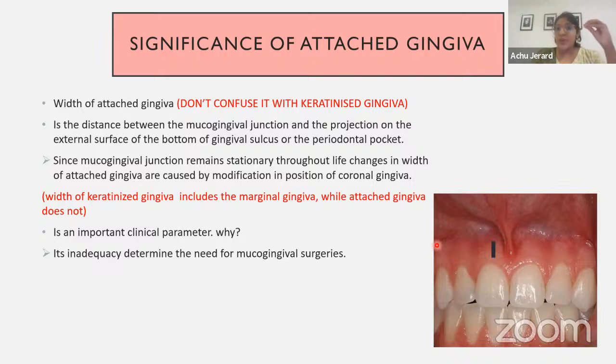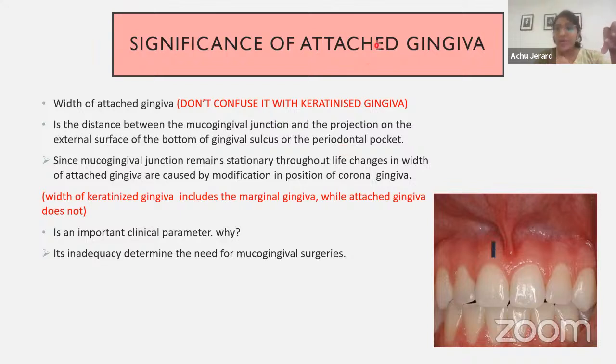And when you talk about attached gingiva, when you see the measurement or the width of attached gingiva, you should not get confused with keratinized gingiva. Okay, because if you talk about keratinized gingiva, the whole of gingiva, that is from the crest of the margin, the marginal gingiva with the attached gingiva, everything is keratinized. But attached gingiva is only that portion which is firmly bound.